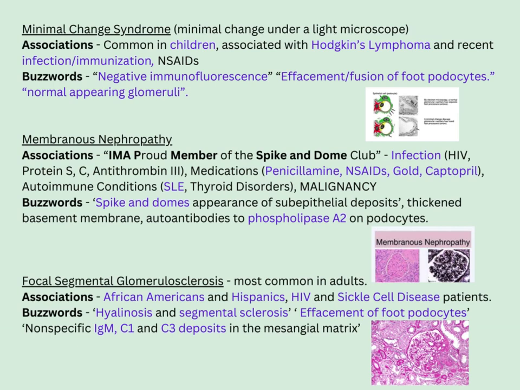And some buzzwords you want to be looking out for in exam questions that can suggest focal segmental glomerulosclerosis include hyalinosis and segmental sclerosis, effacement of foot podocytes, non-specific IgM, C1 and C3 deposits in the mesangial matrix.